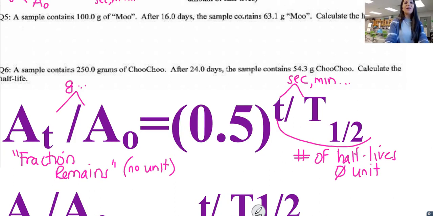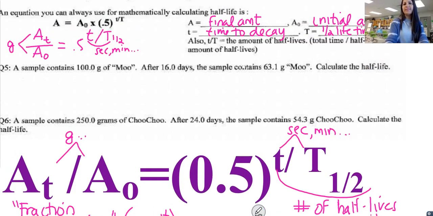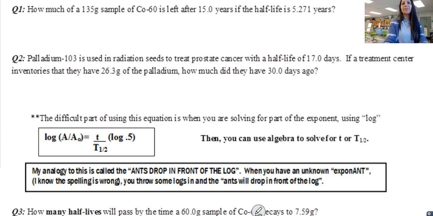So let's take a look at a pretty simple problem here. Actually, I'm going to come back to these problems. I have an extra page, and so let's take a look at some of the problems here. This question says, how much of a 135 gram sample of cobalt-60 is left after 15 years if the half-life is 5.271 years? It's a lot going on here. So underline the numbers that you know, and what are we looking for? We want to know how much is left, so we're looking for the final amount.